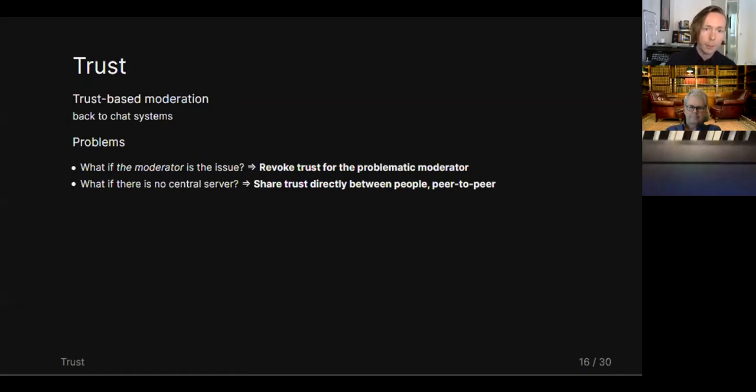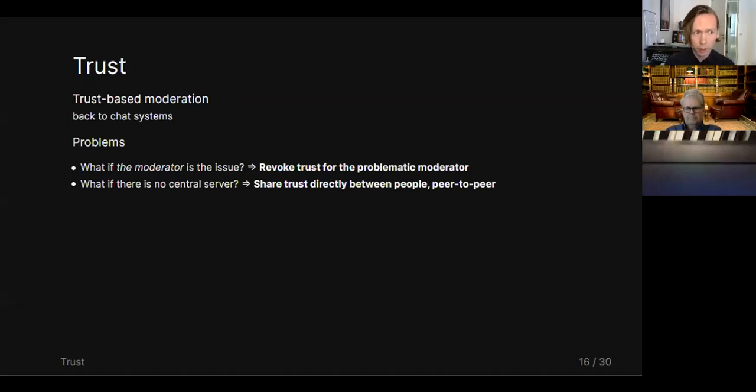So let's step back to the chat systems we talked about and the problems there, and consider using a trust-based moderation system and how it can solve those problems. In a trust-based moderation system, who can moderate on your behalf is contingent on whether you regard them as trusted or not. So it's inherently subjective as well. Who I trust will be different from who you trust and so on.